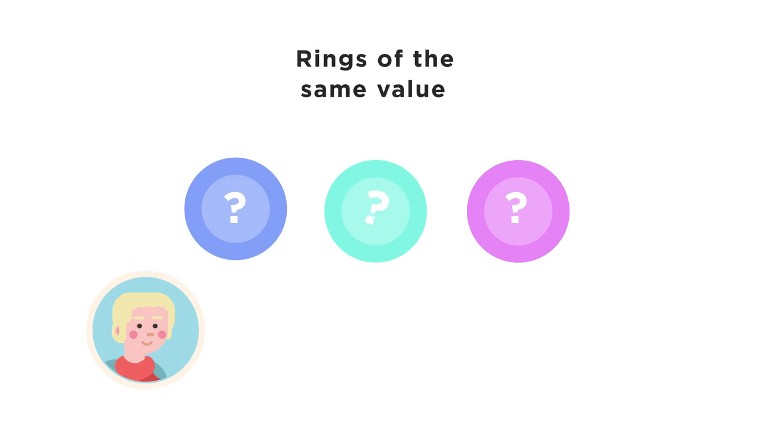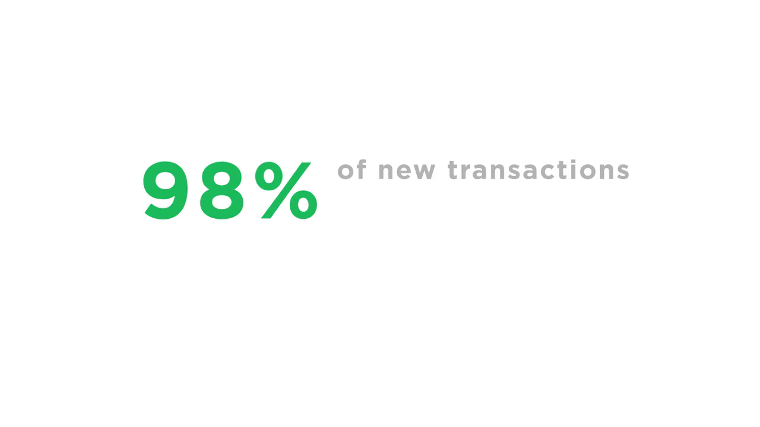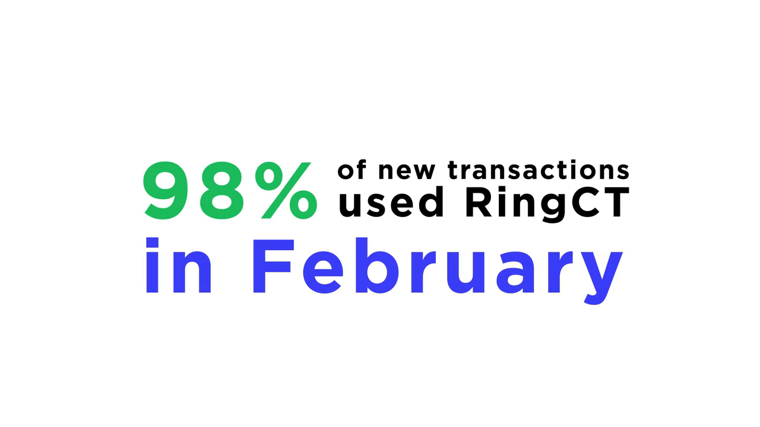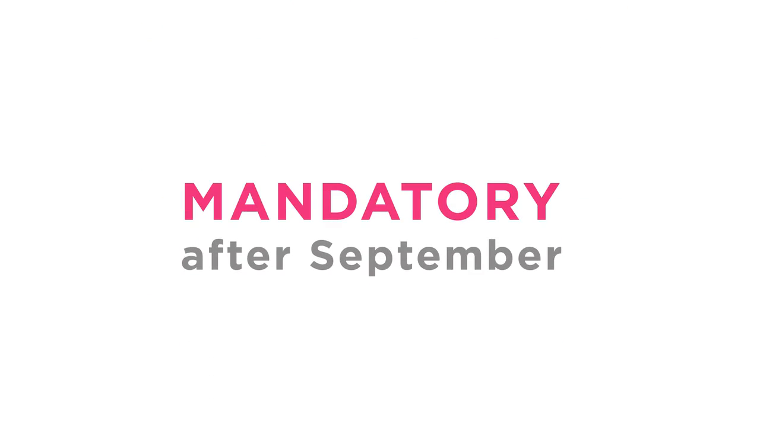To address this shortcoming, Monero activated RingCT in January 2017. RingCT prevents privacy leaks by hiding transaction amounts in the blockchain. A month after RingCT was activated, approximately 98% of new transactions were using the RingCT protocol. After September 2017, the use of RingCT will be mandatory for all Monero transactions.